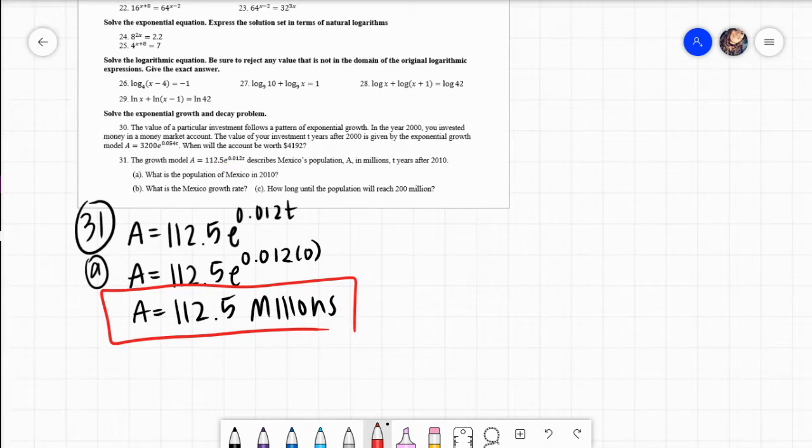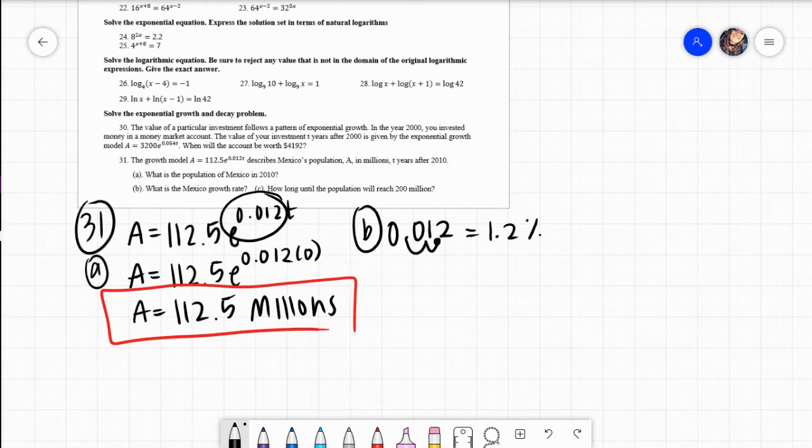Okay, so now let's look at B. B says, what is the Mexico growth rate? And so I know that my 0.012 is my rate. I would turn that into a percent. What you do is you move two times to the right. I would get 1.2%. And then for C, how long until the population will reach 200 million? That means that now my A is 200. I'm still using the same growth model.